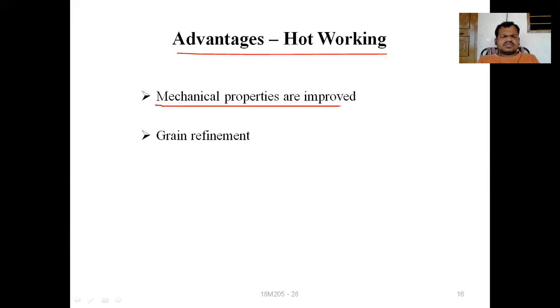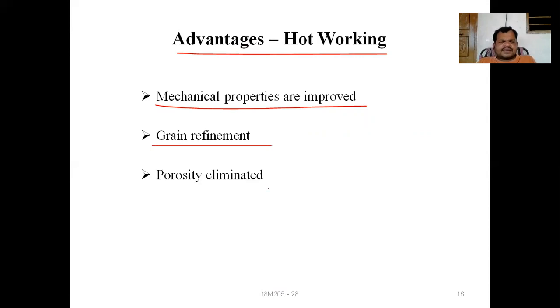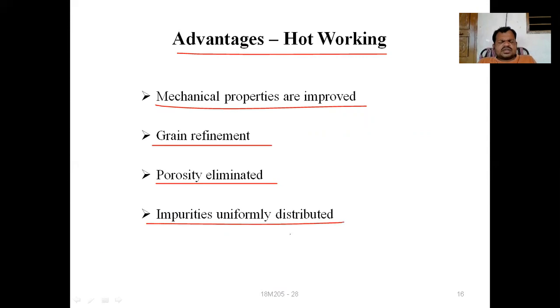Mechanical properties are improved, and grain refinement, and porosity eliminated, and impurities uniformly distributed.